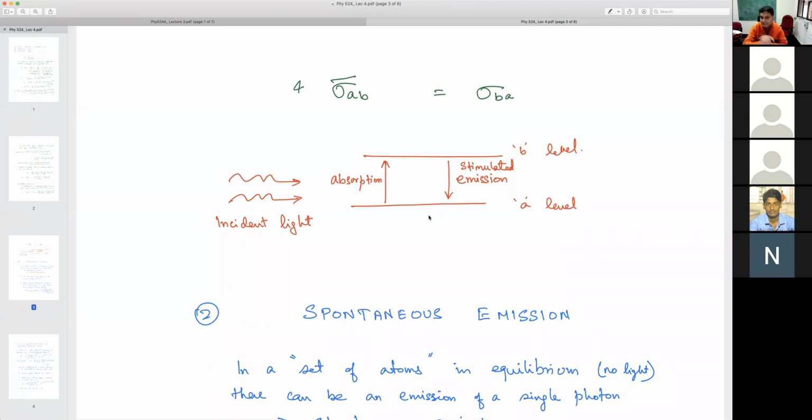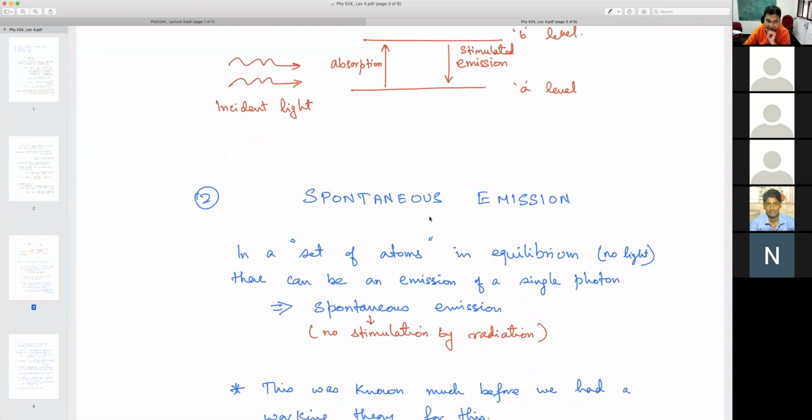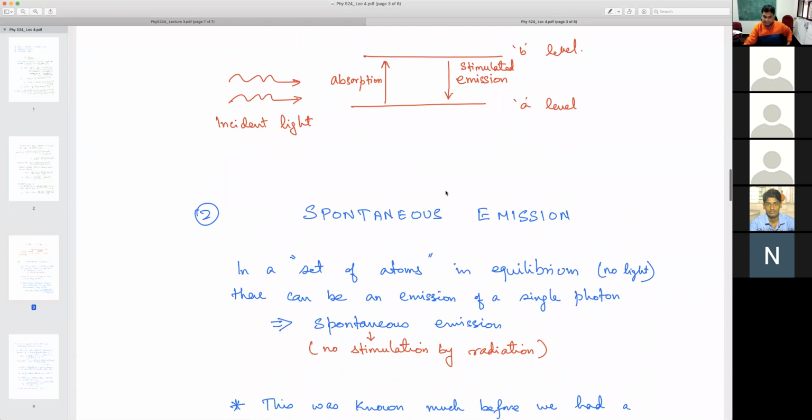And now in this, there's an even more fantastic process where I will not shine light on it. And still I'll get a photon out of a collection of atoms. So without shining any light, in the presence of zero radiation, I can have a photon which will come out of the system. And that is called spontaneous emission, which we are going to discuss next. Very remarkable phenomena. So if I have a set of atoms, let's say in a box, in equilibrium or in the ground state, by equilibrium I just mean there's no light there.